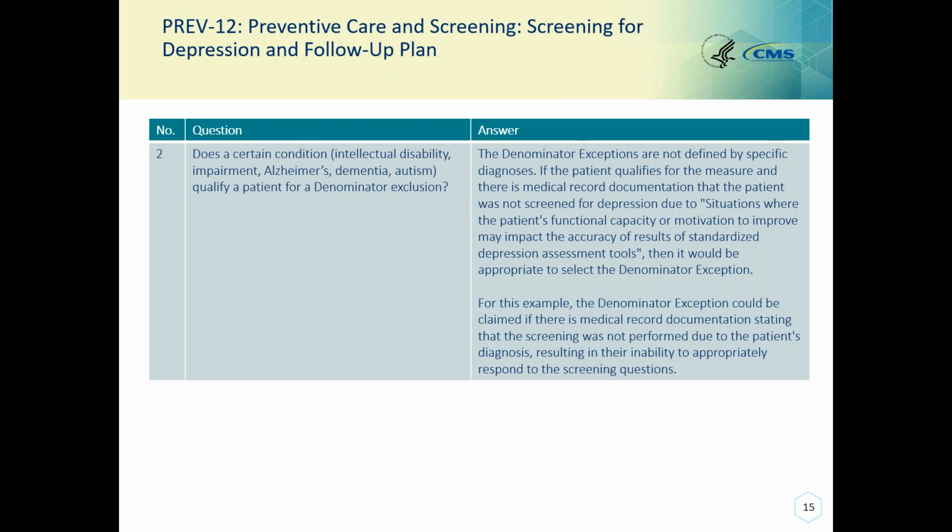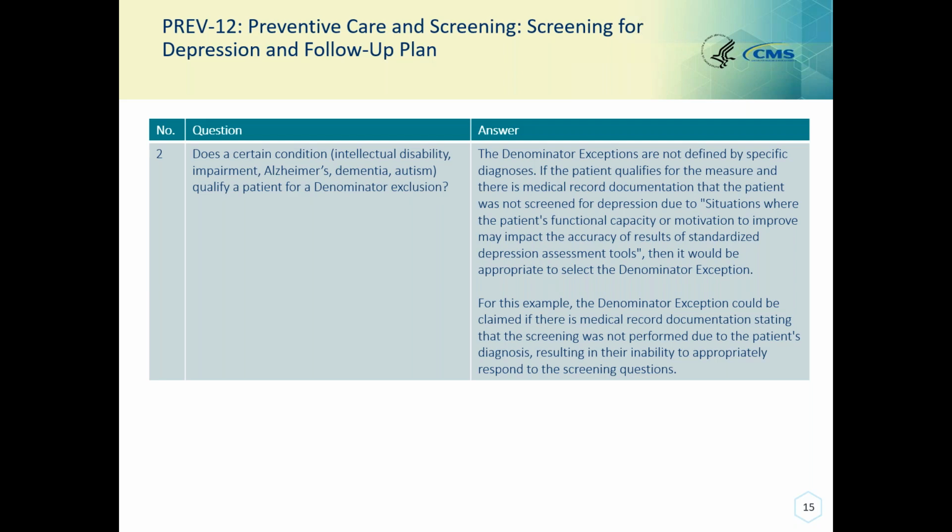This question is regarding Prep 12. Does a certain condition, for example, intellectual disability, impairment, Alzheimer's, dementia, autism, qualify a patient for a denominator exclusion? For this particular measure, the denominator exceptions are not defined by specific diagnosis. So if the patient qualifies for the measure and there's medical record documentation that the patient was not screened due to situations where the patient's functional capacity or motivation to improve may impact the accuracy of the results of the standardized depression assessment tools, then it would be appropriate to select the denominator exception.